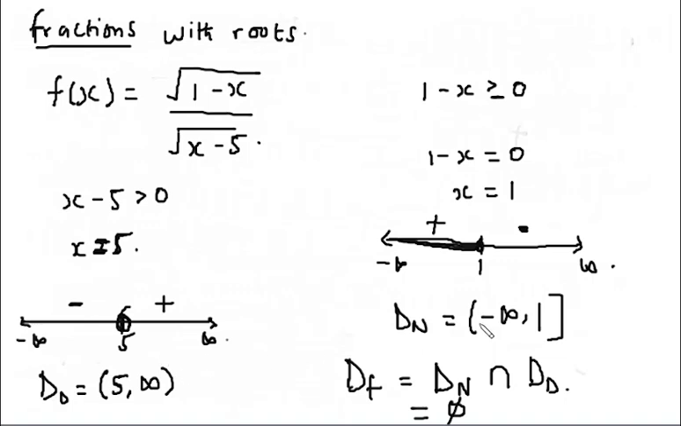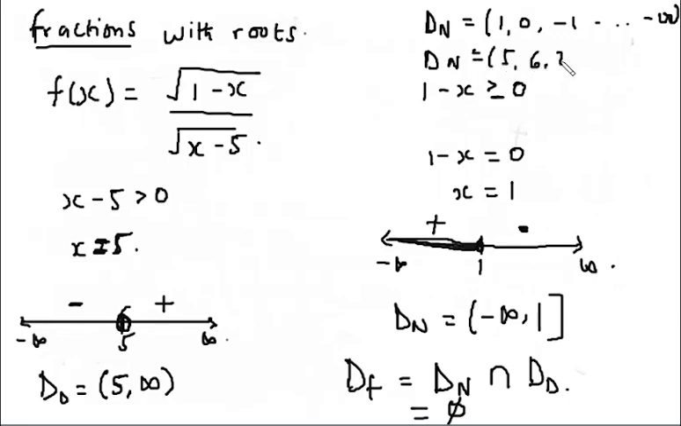So if you check this, the domain of the numerator, if you list it as a set, you have 1, 0, minus 1, and then up to negative infinity. But the domain of our denominator is 5, 6, 7, up to positive infinity. So if you check these two sets, there's nothing in common. So the domain of our fraction is null, or an empty set.